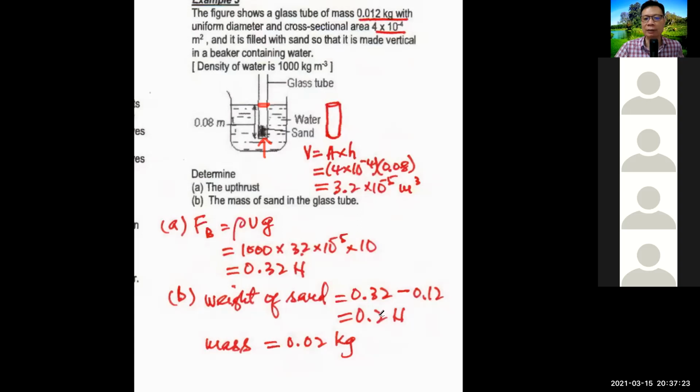Weight of the sand. So once you get the weight of the sand, you can find the mass of the sand by dividing by 10. Right, you get 0.02 kilogram.